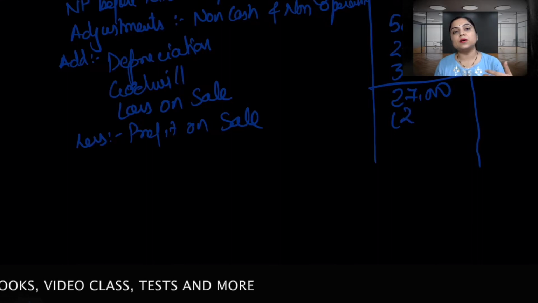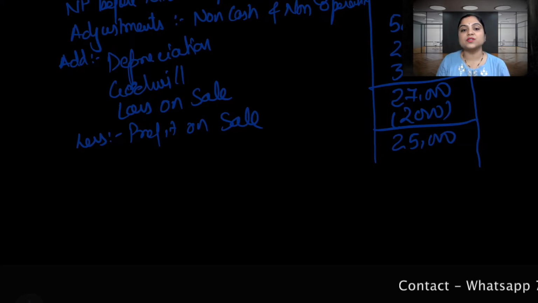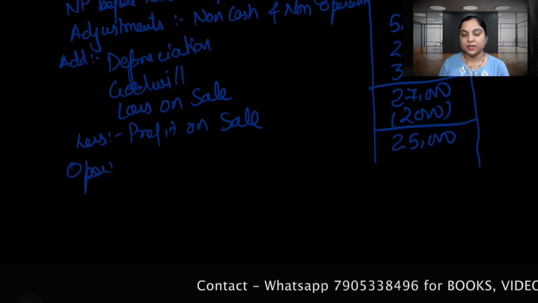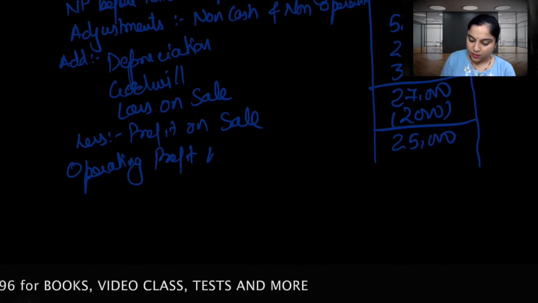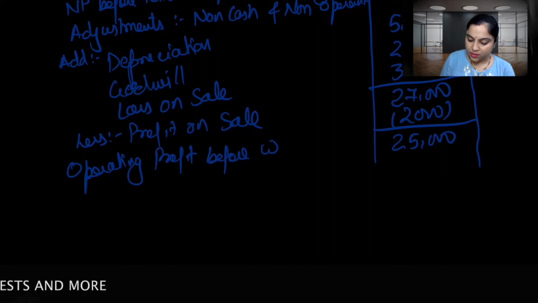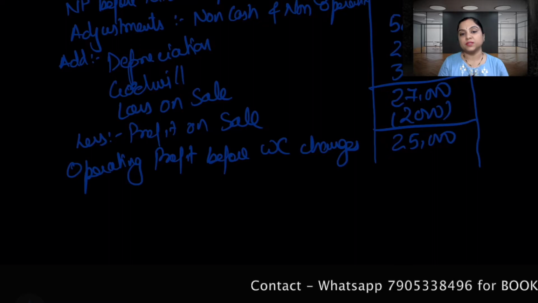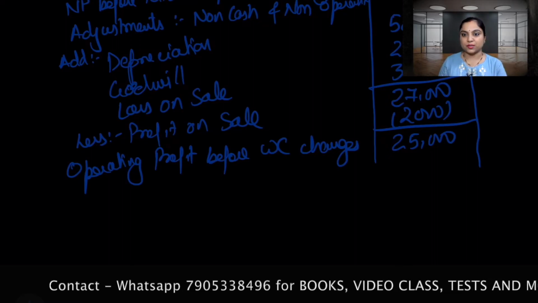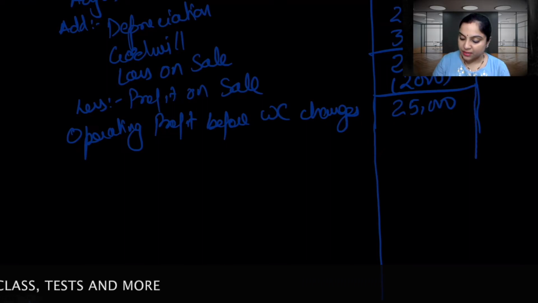Profit on sale was rupees 2000, and now we have rupees 25,000, which is operating profit before working capital changes. Again, I want to request you, please write the full form of working capital. I'm doing it as a shortcut, but you shouldn't, neither at the time of practice.